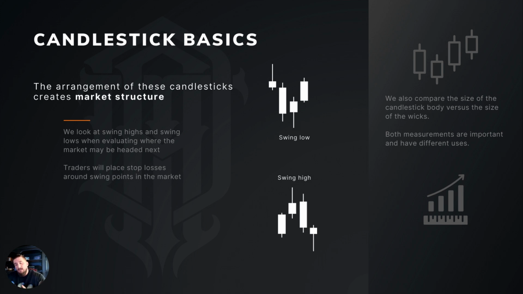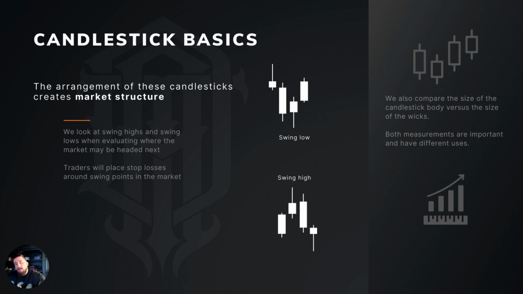So if we look to the left, we can see a couple swing points. A swing low is created when there is a candle higher on the left side and the right side of that low, and the opposite goes for a swing high. Think of a V formation. When we look at swing highs and swing lows, we evaluate where the market may be headed next, because traders will place their stop losses around swing points in the market.